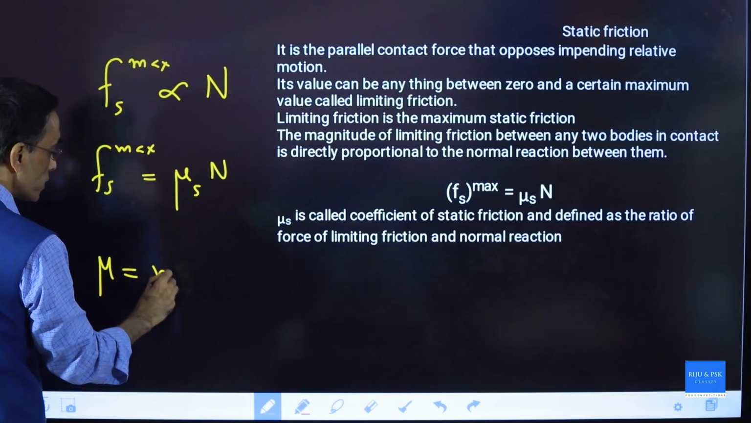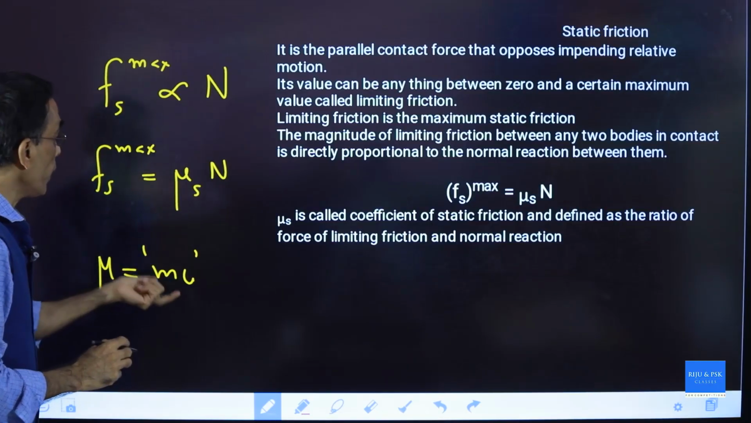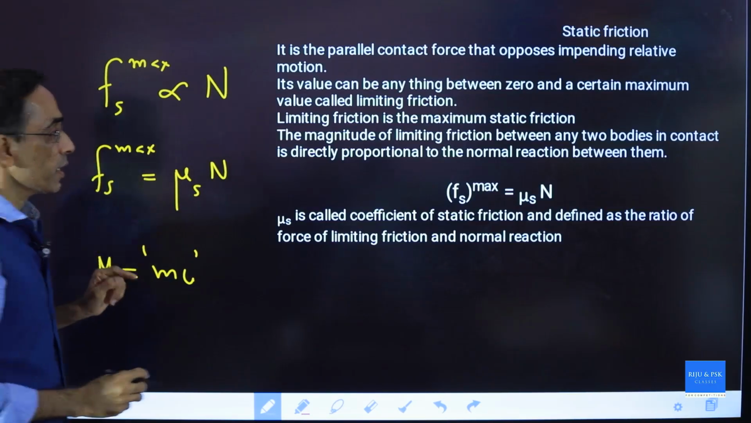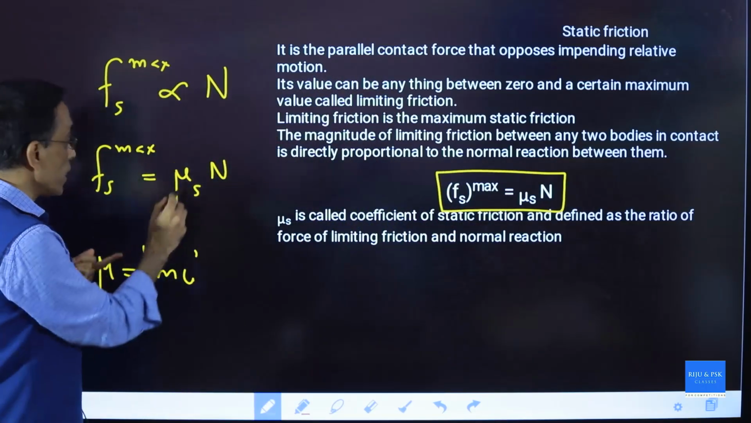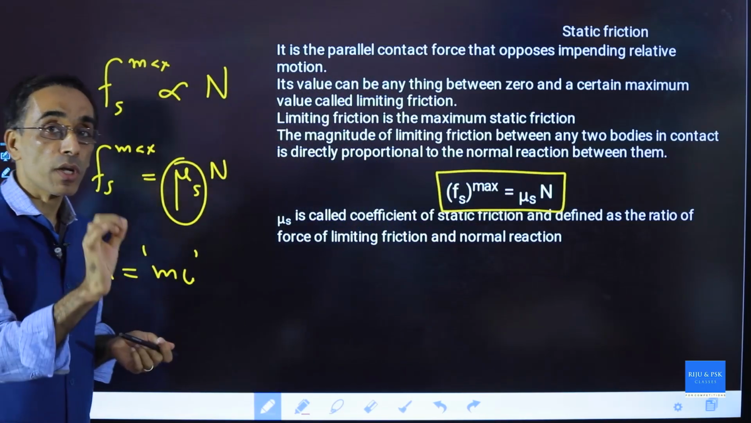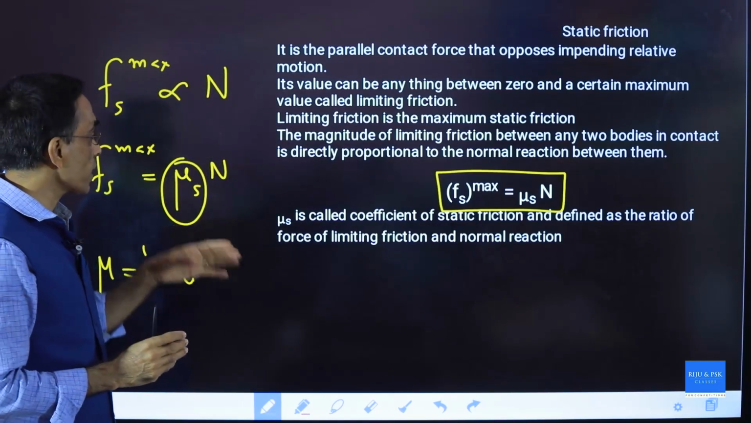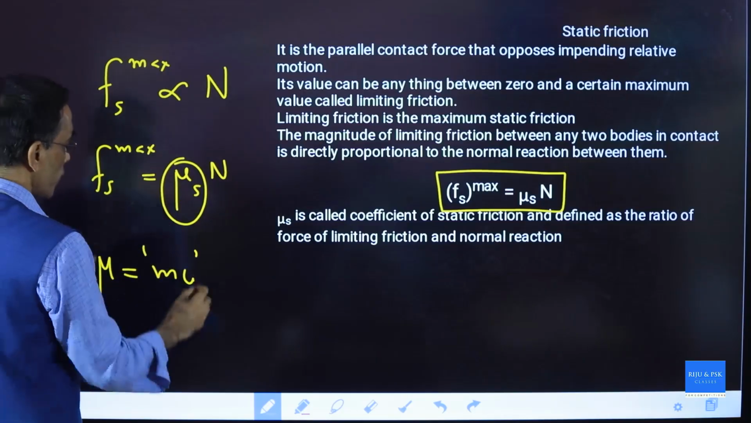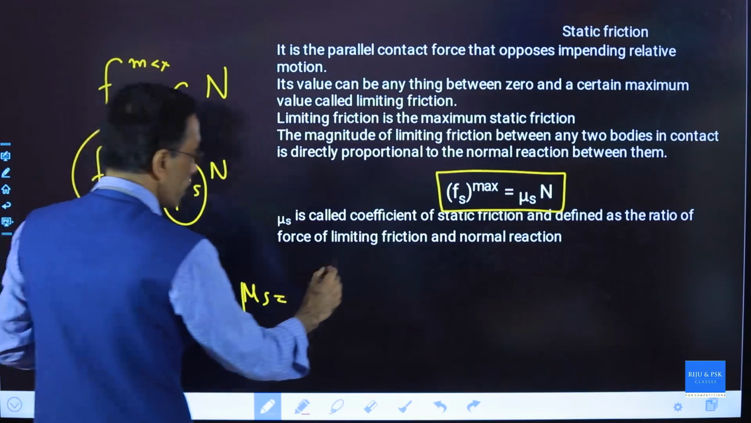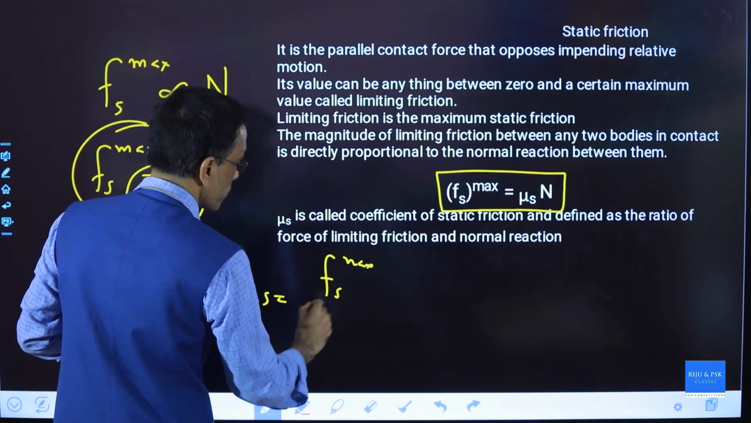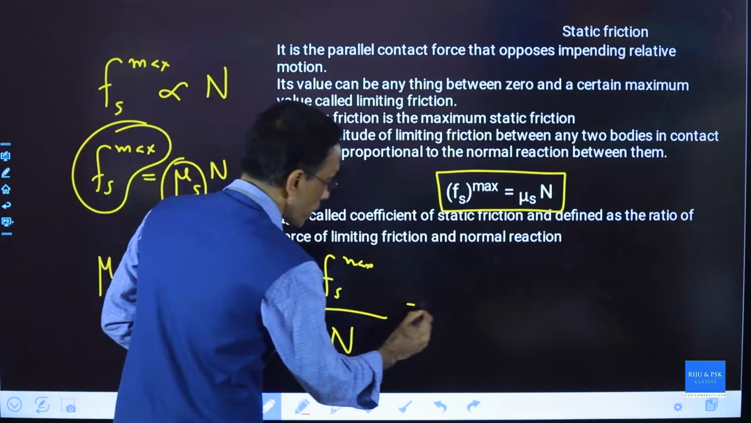This should be read as mu s into N. Fs maximum equals mu s into N, where mu s is called the coefficient of static friction. It is the ratio of the same thing. What is mu s from that equation? Mu s is equal to limiting friction, Fs maximum, divided by normal reaction, and this is the ratio of force by force, so this will have no unit.